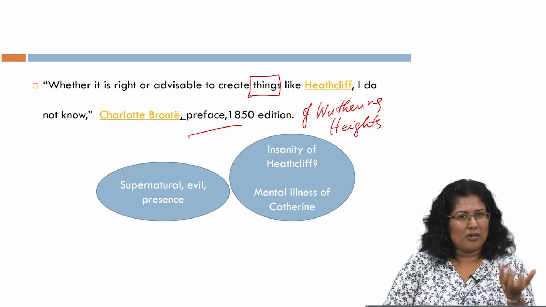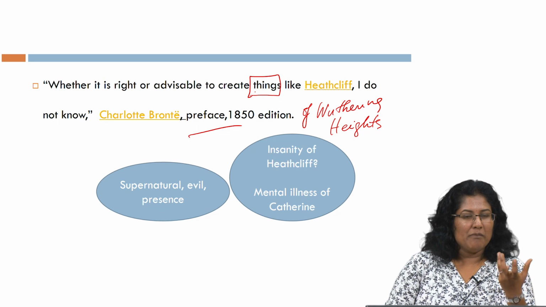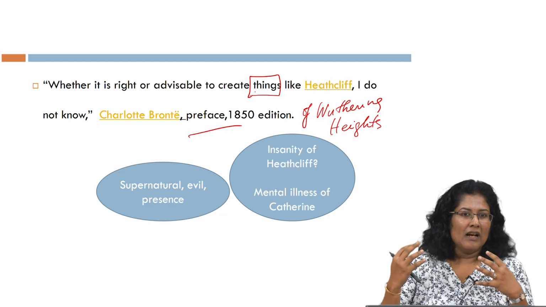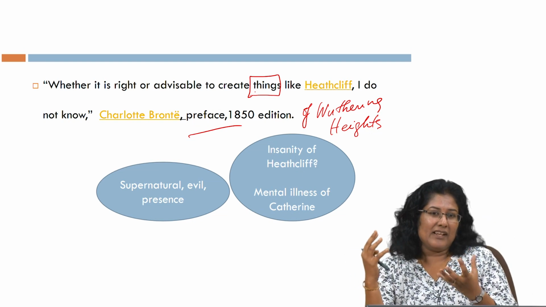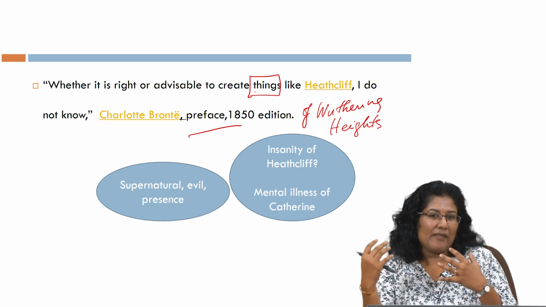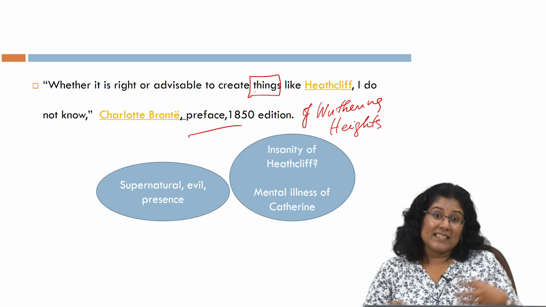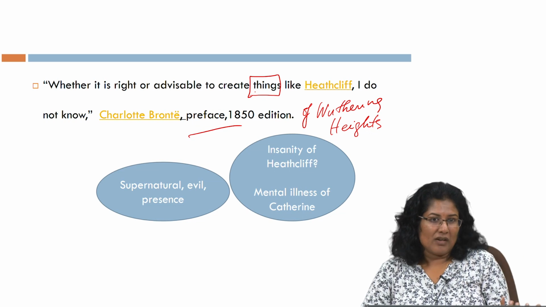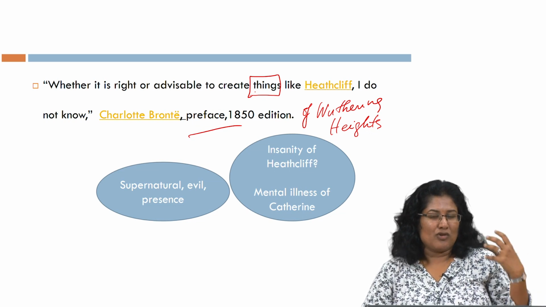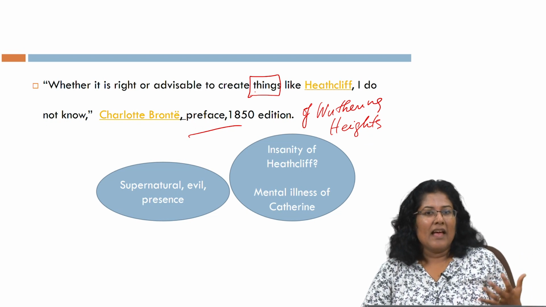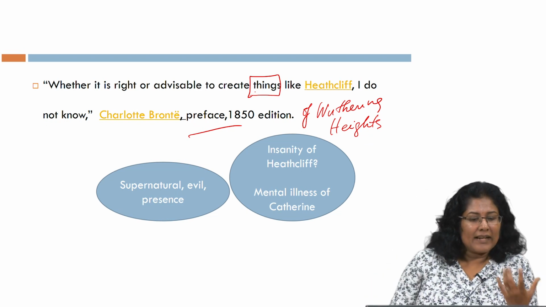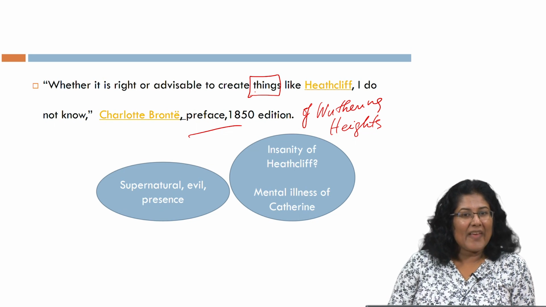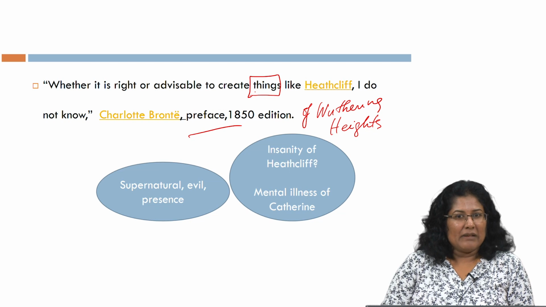Heathcliff is a problematic protagonist or antagonist because he is both a real human being on the one hand, and at the same time he is also seen as a specter itself. So he is a supernatural presence in the novel too, according to some critics and according to some of the characters in the novel. He is perceived as evil personified, an evil spiritual presence, and therefore Charlotte Brontë uses this word "thing" to write about Heathcliff.